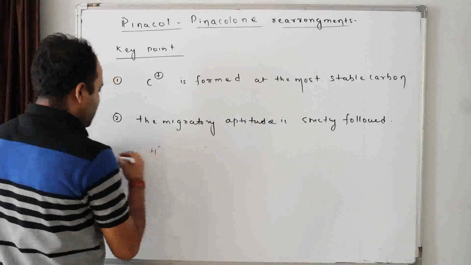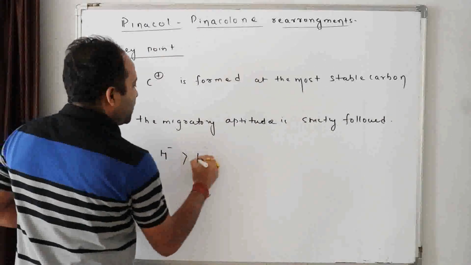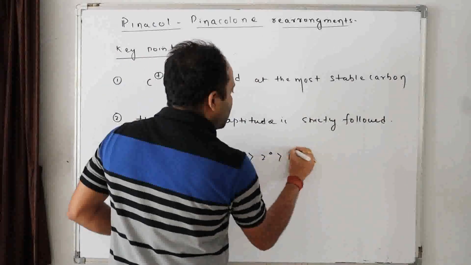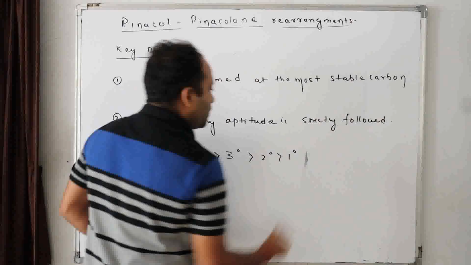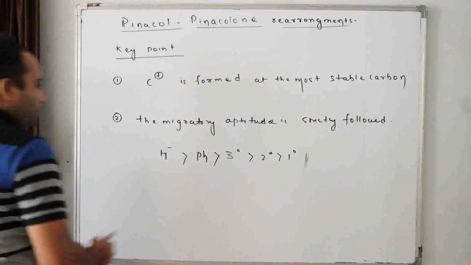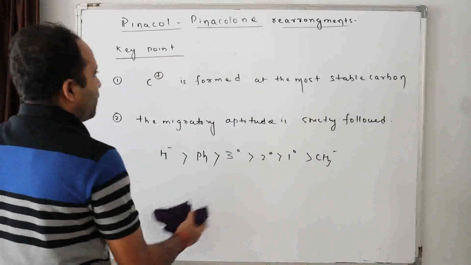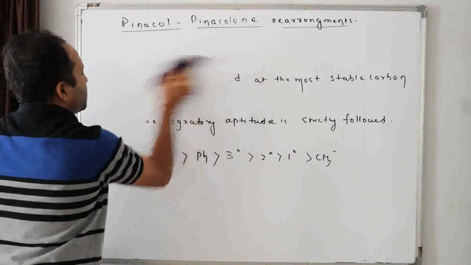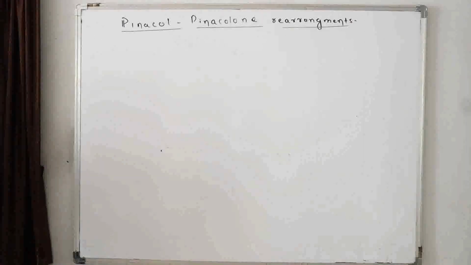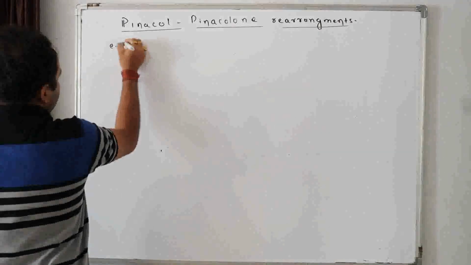So who will migrate first? H minus. Who will migrate first? H minus. Then phenyl. Then tertiary, then secondary, then primary alkyl groups. Okay. Easy. These are the two key points. Remember. Next point. And after that, do not forget the methyl. Okay. Now, next. Let me tell you one example on this. Very famous example. What is that? Example 1.